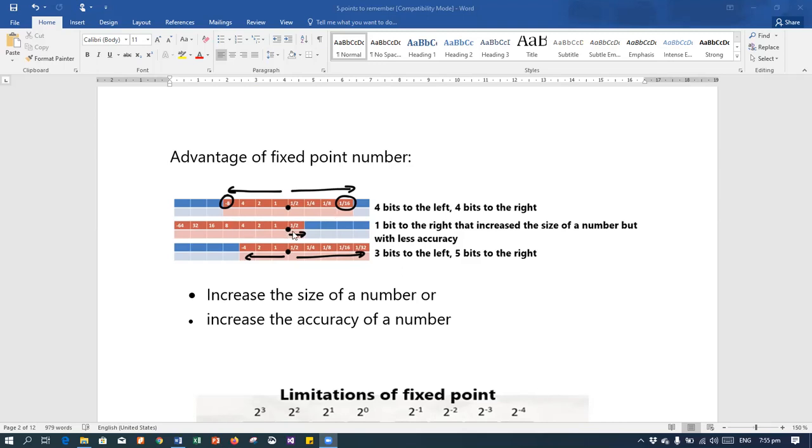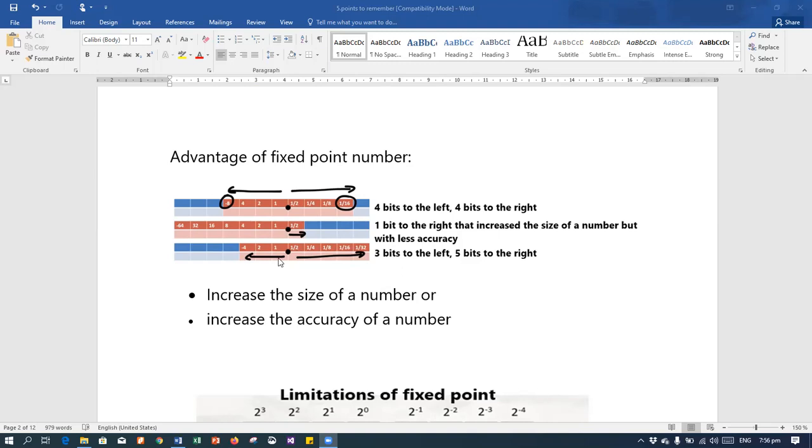Now, the next example shows 1, 2, 3, 4, 5, 6, 7 bits towards the left and only 1 bit towards the right. With this, we have an increased number range; the limit of the number is increased towards this side. But what is the problem here? Less accuracy. Why is there less accuracy? Because we have less precision towards the right side. Here we have only one digit, which we usually round off. Right, we round up or round down. So that shows less accuracy in this aspect.